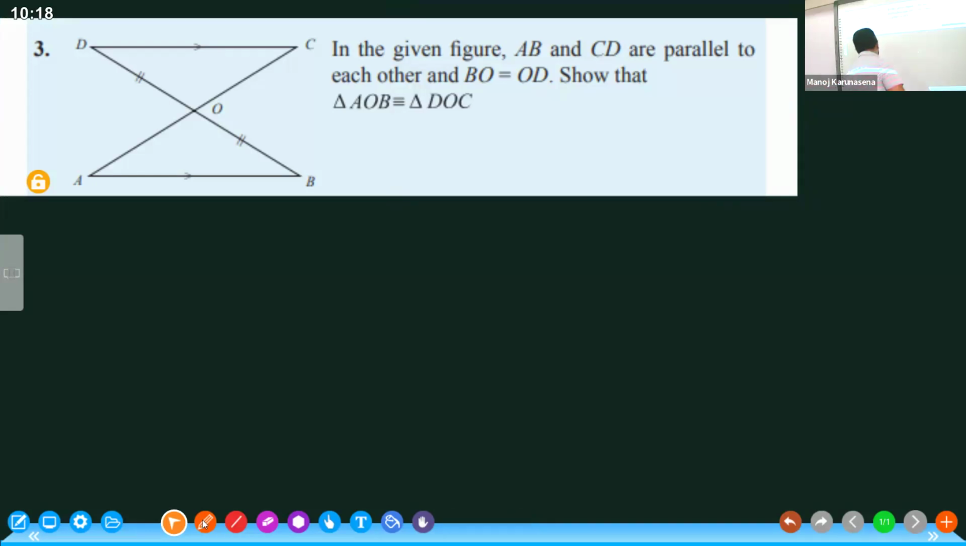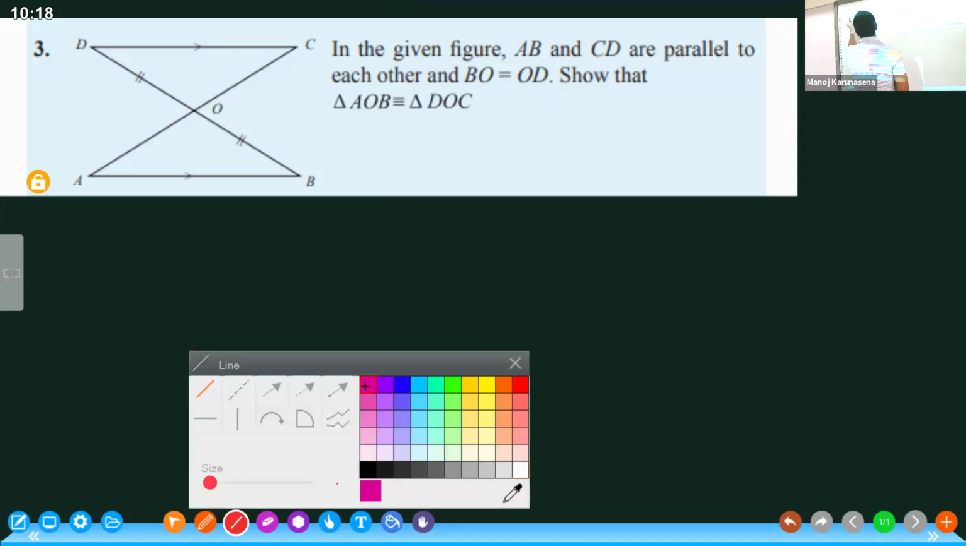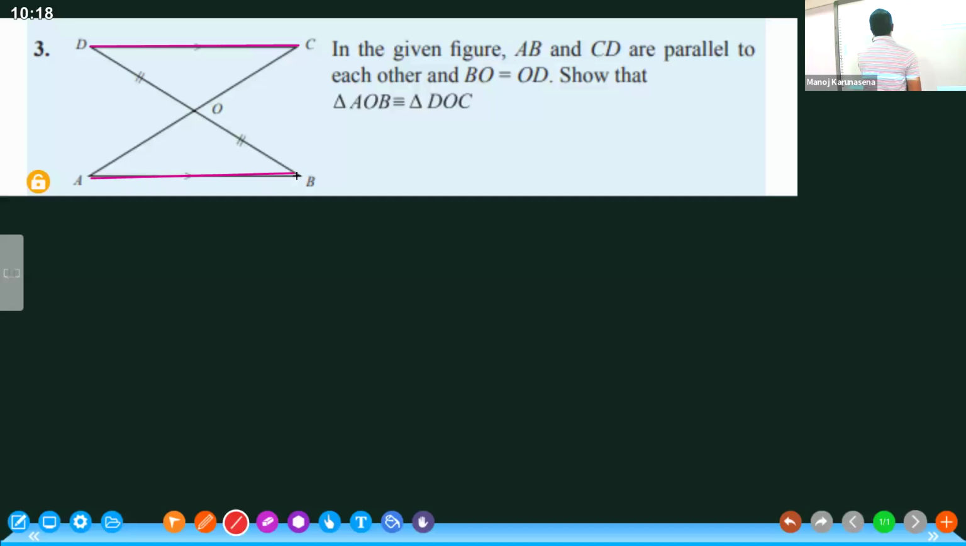In the given figure, AB and CD are parallel to each other. BO equals OD. Show that triangle AOB is congruent to triangle DOC.